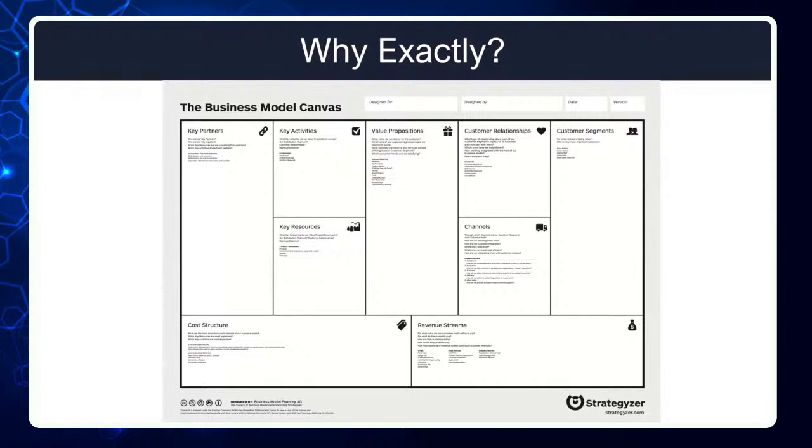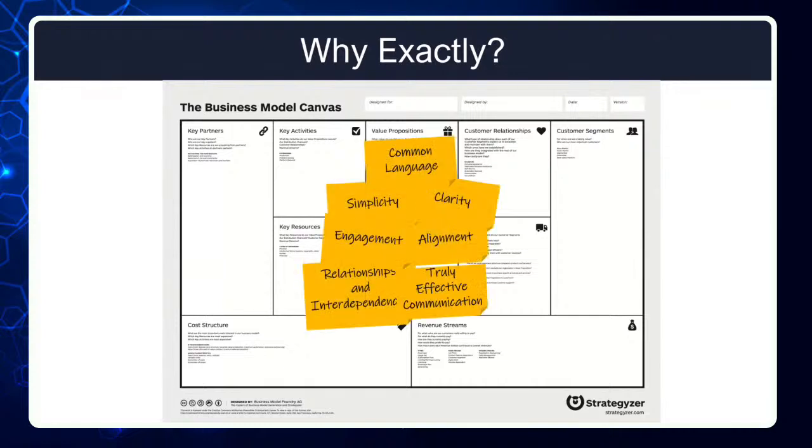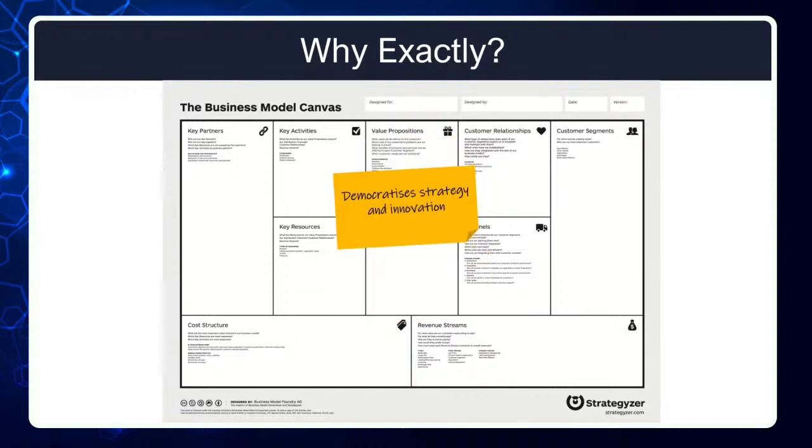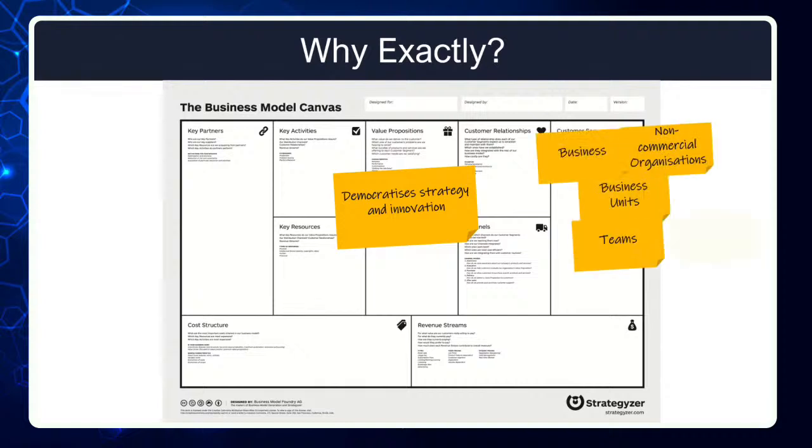So why exactly? Just to reiterate, it's a common language. It provides simplicity and clarity, which gives you engagement and shows you alignment and relationships between the various components of your business and allows you to communicate it very simply. In other words, you are democratizing your strategy and innovation for your entire business, for non-commercial organizations, but also units within the business, teams and individuals.